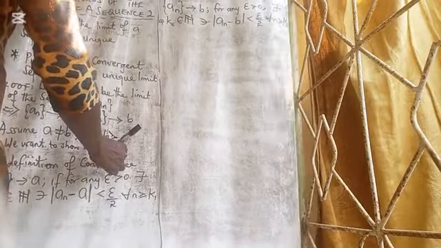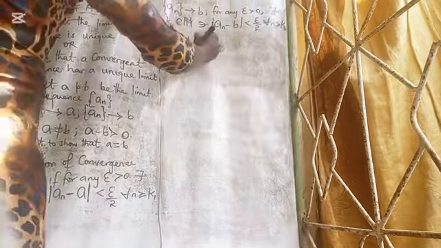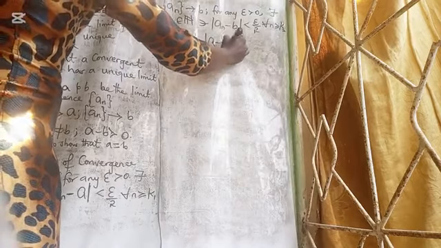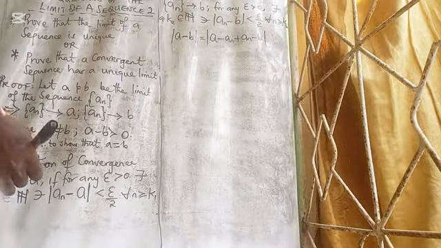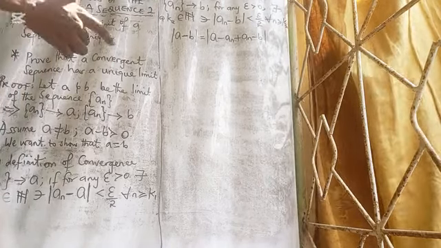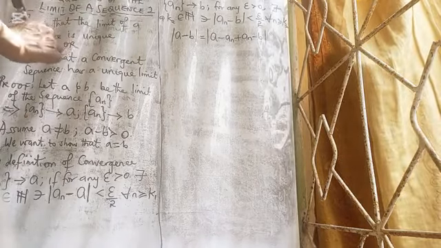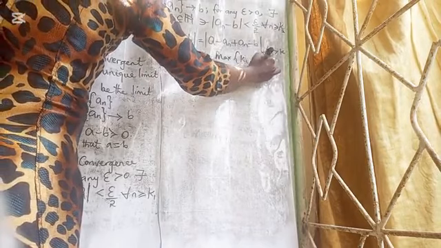Now we want to bring out the distance between A and B. Let's say the absolute value of A minus B. This will be equal to the absolute value of A minus A_n plus A_n minus B. It's still the same thing. And we want this to be true for all n greater than K, where K is the maximum of K1 and K2.